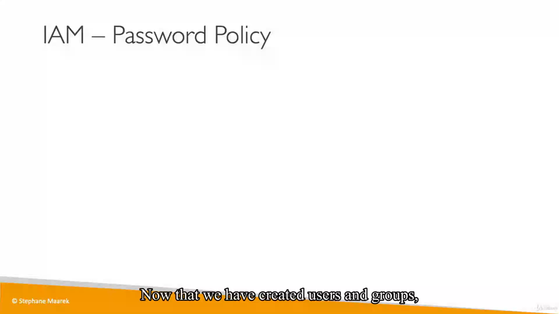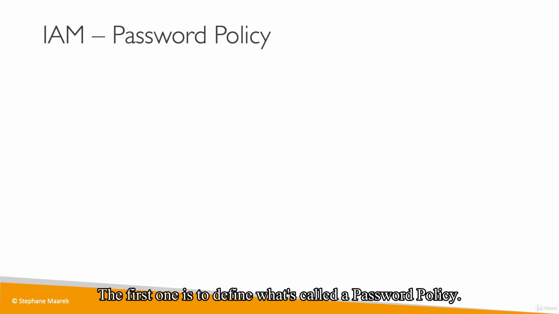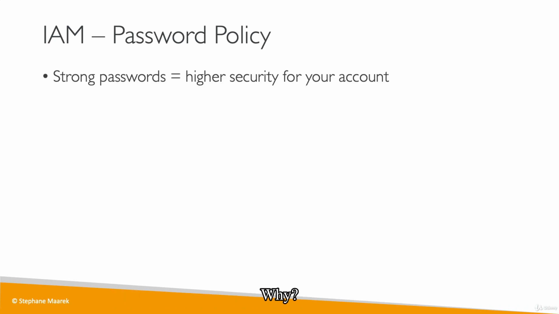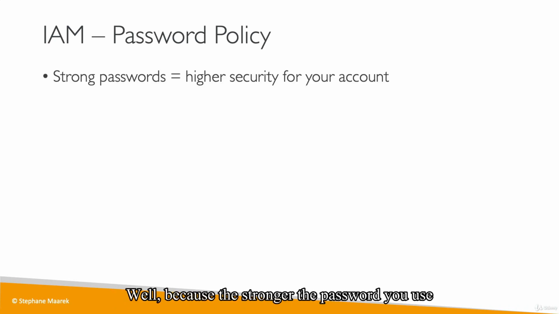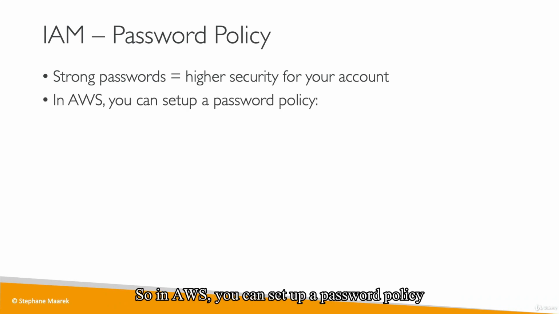Now that we have created users and groups, it is time for us to protect these users and groups from being compromised. For this, we have two defense mechanisms. The first one is to define what's called a password policy. Why? Because the stronger the password you use, the more security for your accounts. So in AWS, you can set up a password policy with different options.